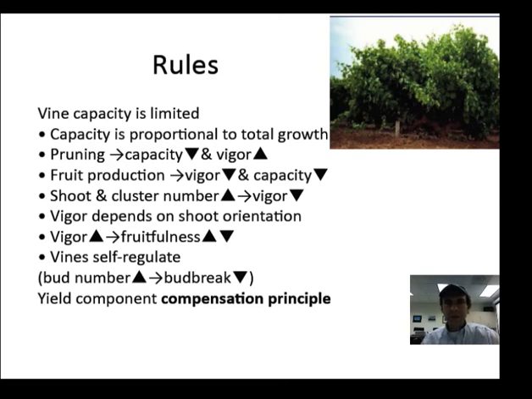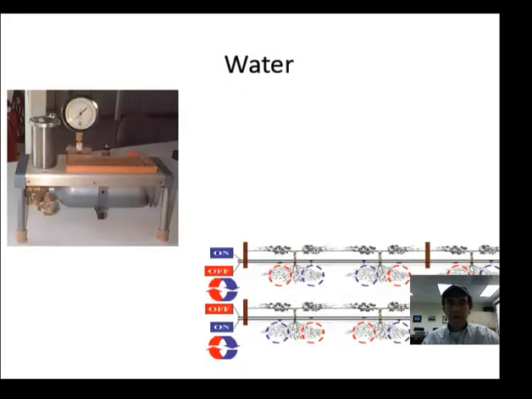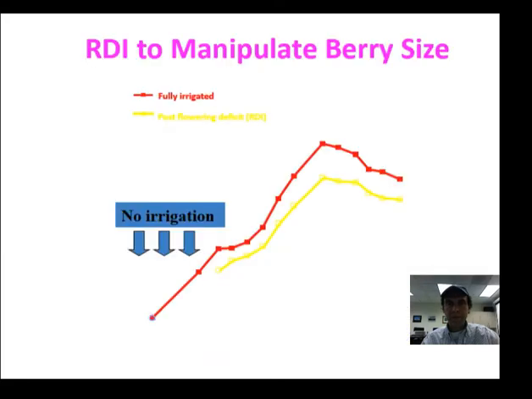Vine capacity is limited and it's proportional to total growth. So the pruning will regulate the capacity and the vigor. And there is a compensation principle because the vines self-adjust. Water is very important. I might talk about that later on. And we measure the water availability. We can measure that in the soil, in the vines, just following the climate changes.